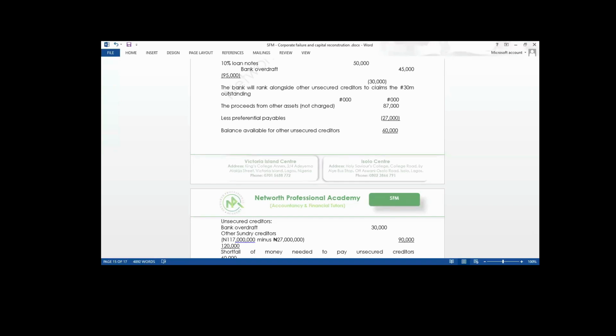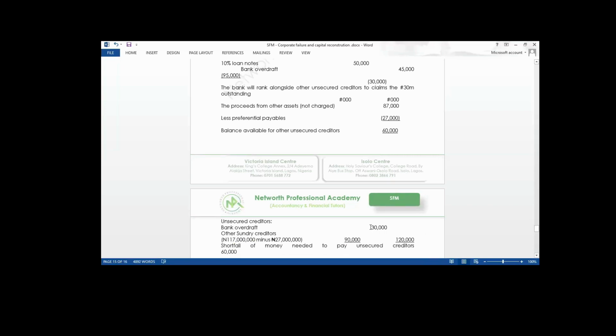Next, you have redundancy payments. If you are liquidating a company, the employees will be rendered redundant. So if the company is making provision for the employees, that becomes redundancy payment. In this question, there is no redundancy payment. Next, we now move to unsecured creditors, that is number 5 on the list.